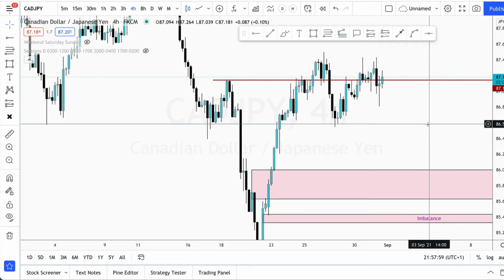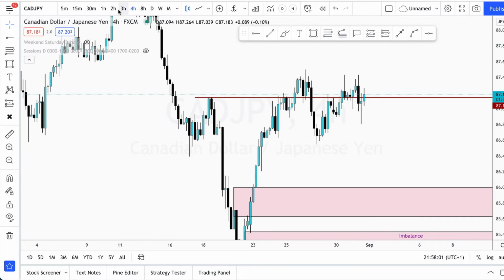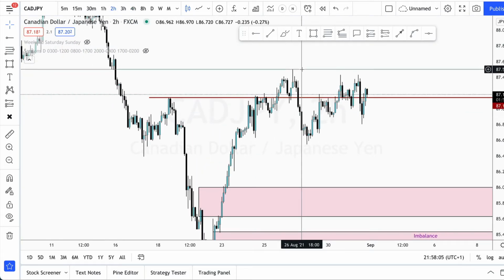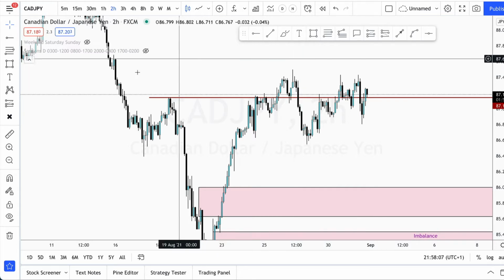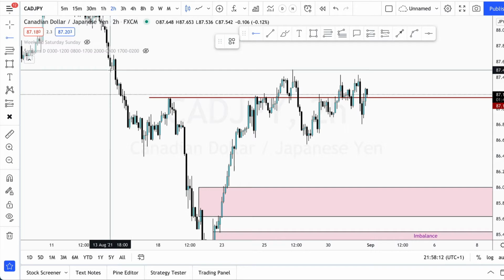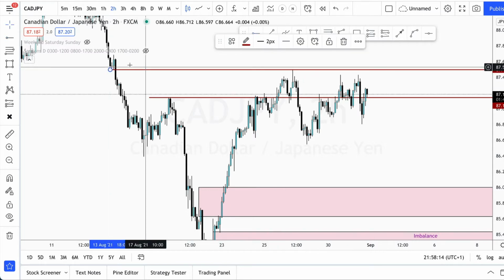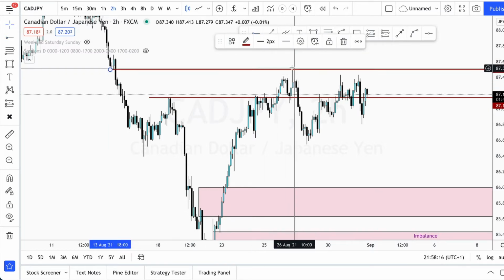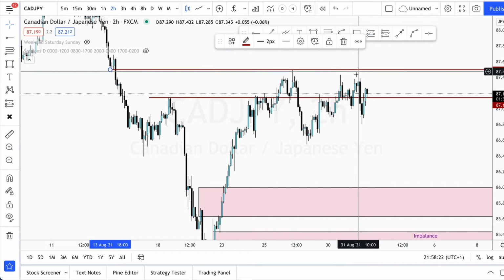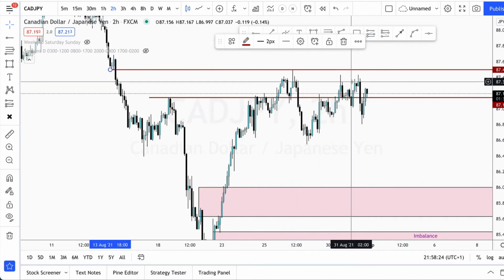What I see here, I'm going to drop down to the 2 hour on this one. So price is mitigated off of this candle here. It's actually the lowest point of that candle on the 2 hour. It's tapped that, giving us an expansion. This here is creating a flag on the 2 hour.